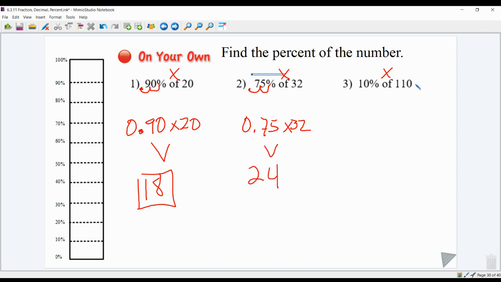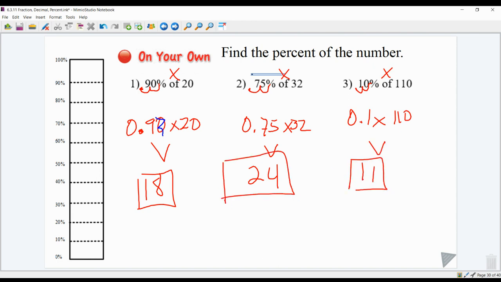And then 10% of 110, I move the decimal 2 places. I get 0.1. Now I'm going to tell you, on 90, I kept the 0, but you really don't need zeros that are after the decimal. If there's no other numbers, you can kind of forget about it. And that's why on this one, I'm not going to write the 10, because if I type into the calculator, all I really need is the 0.1. Okay, and then when I do that math, I get 11. So there's my 3 answers for my OYO.